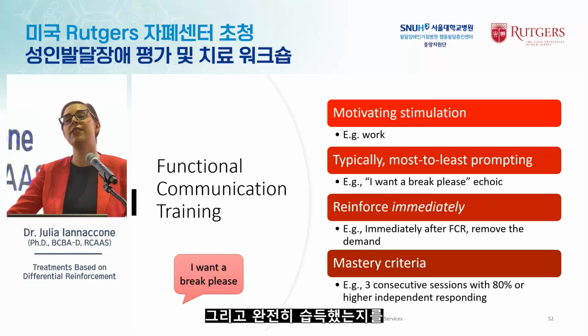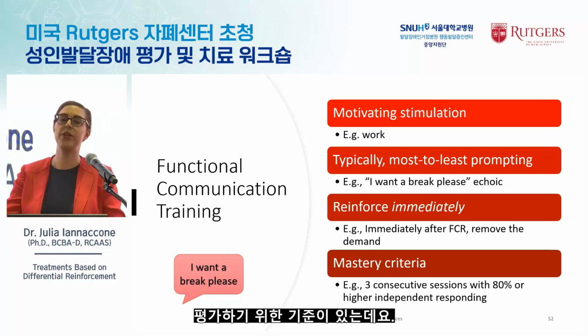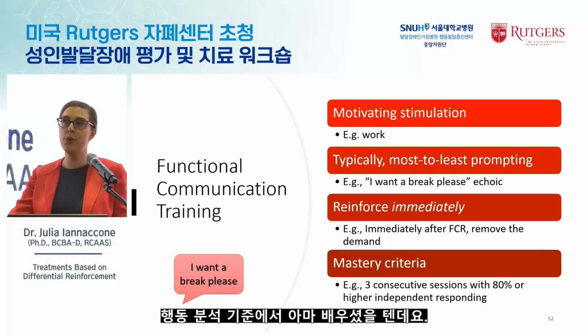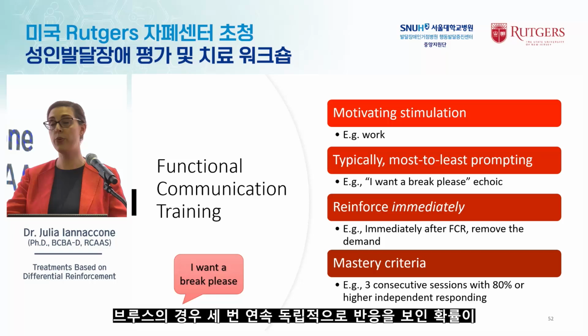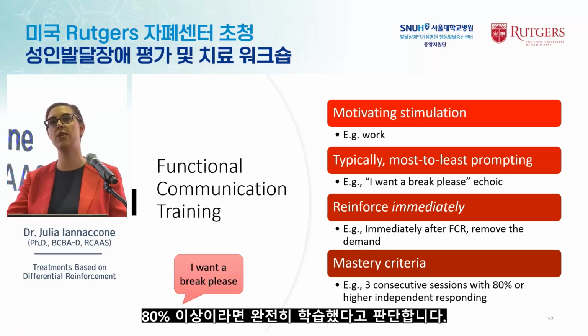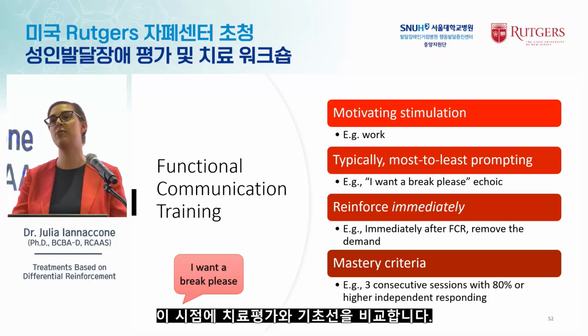And then before we consider this a mastered response, we have a mastery criteria, which if you're familiar with behavior analytic skill acquisition programming, you always have a mastery criteria to know when you're done, they've learned the skill. And this is true for functional communication training as well. So for example, let's say for Bruce, we say, if he has 3 consecutive sessions with 80% or higher independence on the functional communication response, he has mastered it.